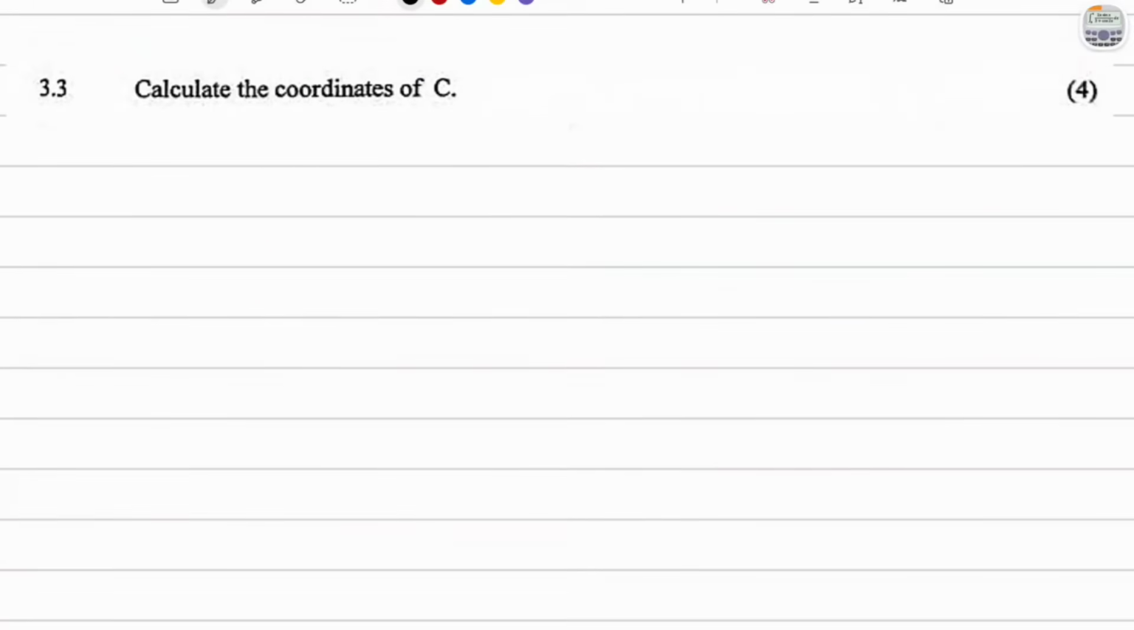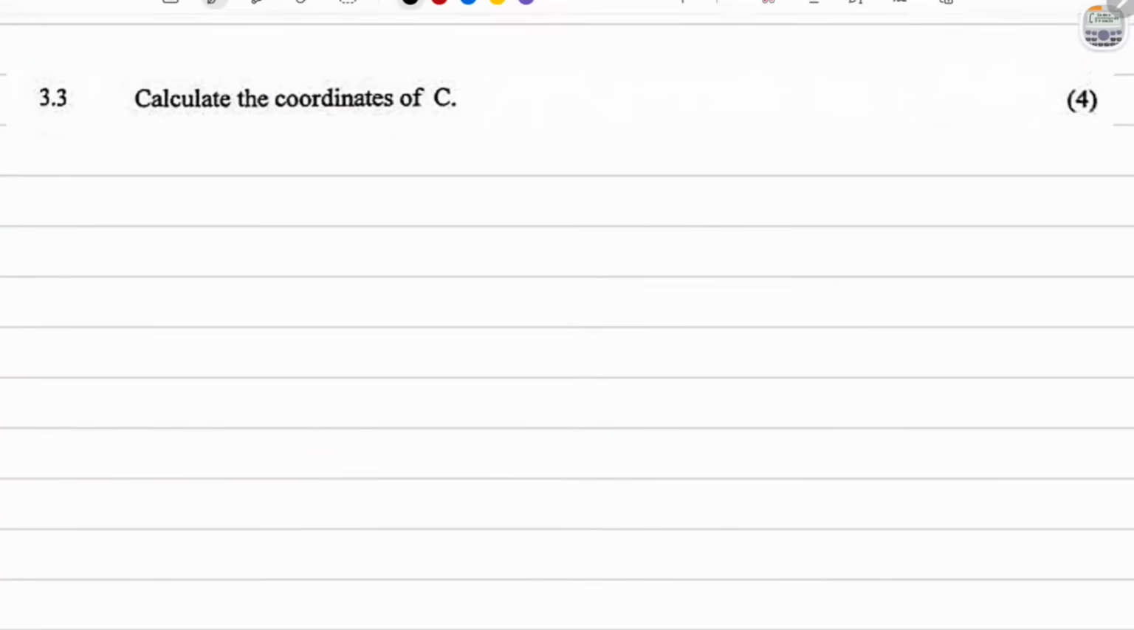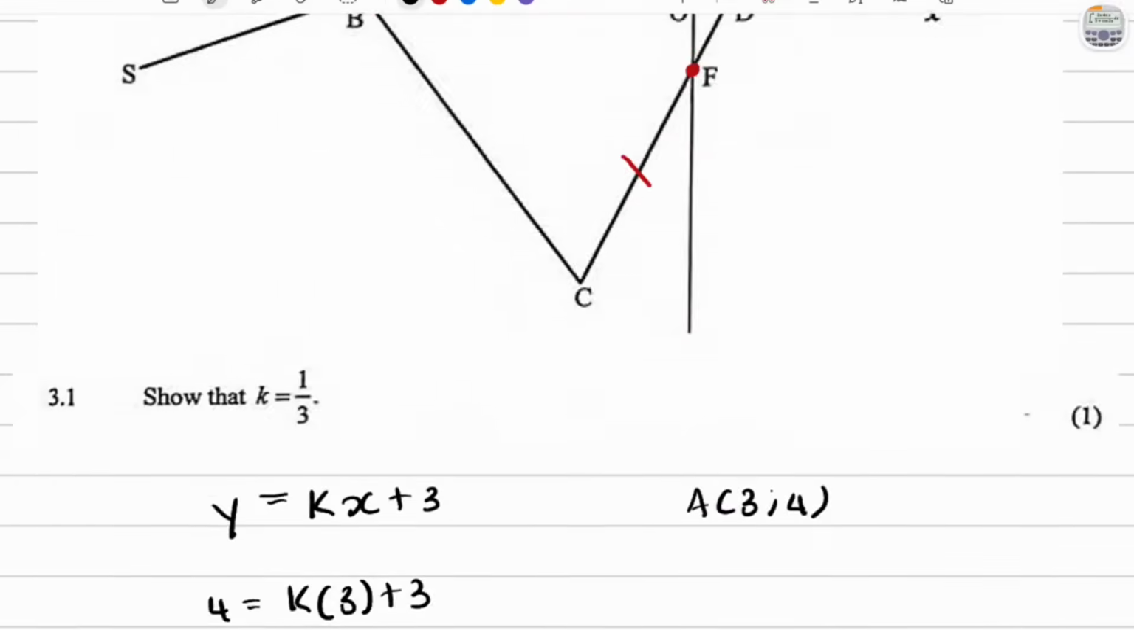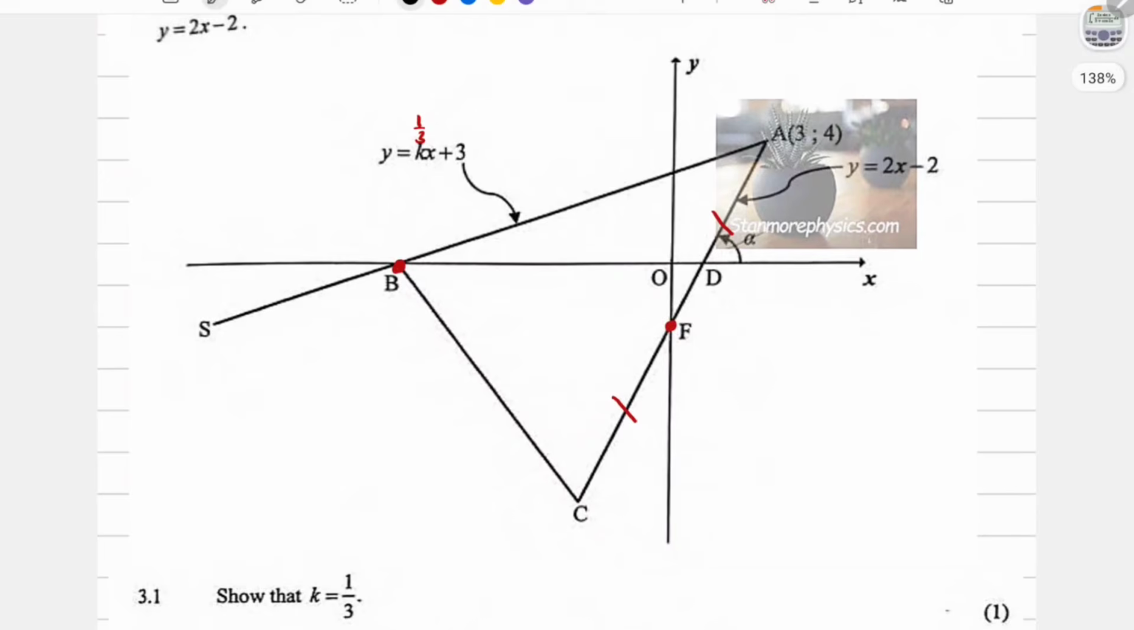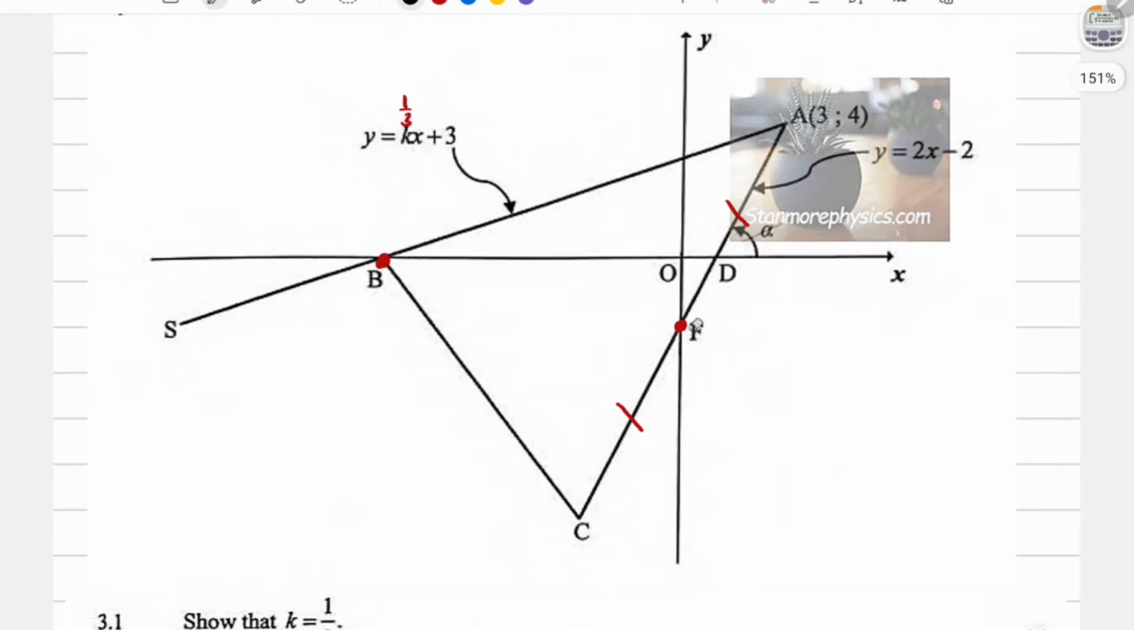The next question, 3.3, says, calculate the coordinates of C. So the coordinates of C. C is this coordinate over here. How do we find that? Well, they told us that F is the midpoint, right? F is the midpoint of the line AC. I also want you to notice that F lies on the y-axis, so it's a y-intercept.